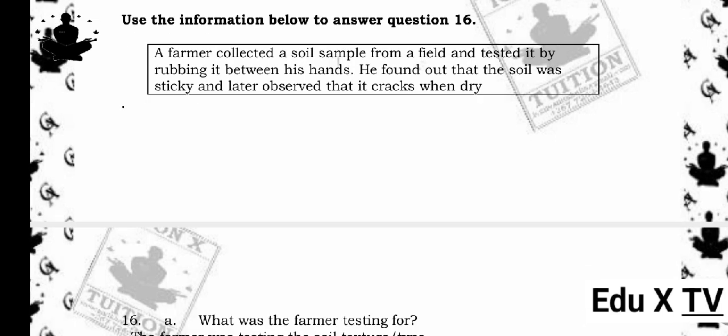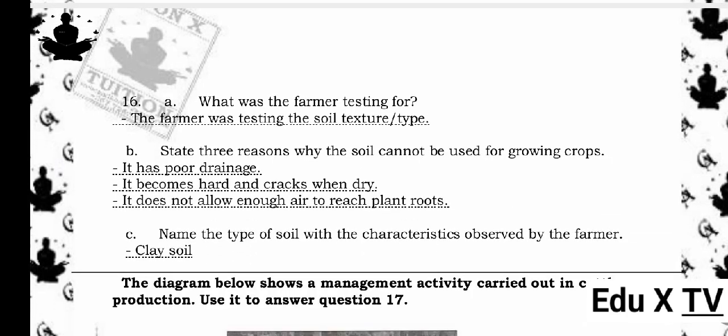Use the information below to answer question 16. A farmer collected a soil sample from a field and tested it by rubbing it between his hands. He found out that the soil was sticky and later observed that it cracks when dry. 16. A. What was the farmer testing for? The farmer was testing the soil texture or type.